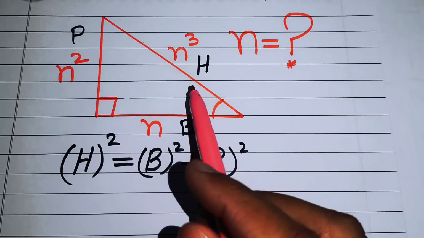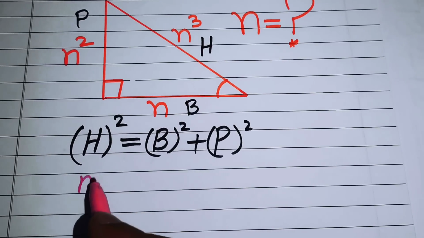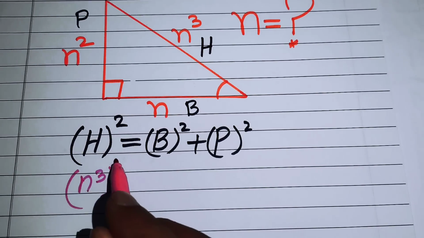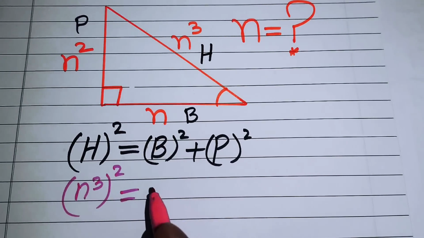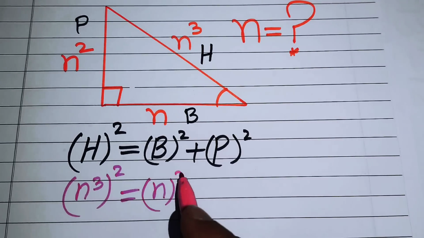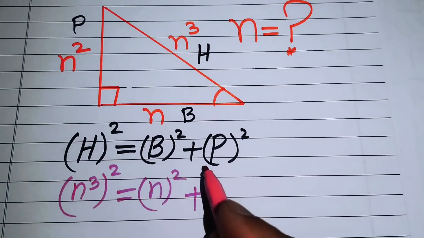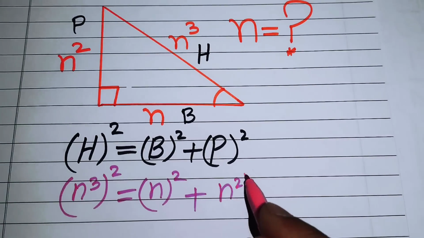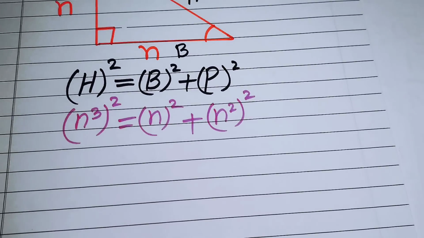And you see here we have the hypotenuse is n cubed, so we can put the value here and you obtain n cubed squared equals, we have base squared and our base is n, so we write it as n squared, and our perpendicular is n squared, so when we put it here it becomes n squared, and it's whole squared. And now in the next step we will just simplify this expression and we can find the values of n.